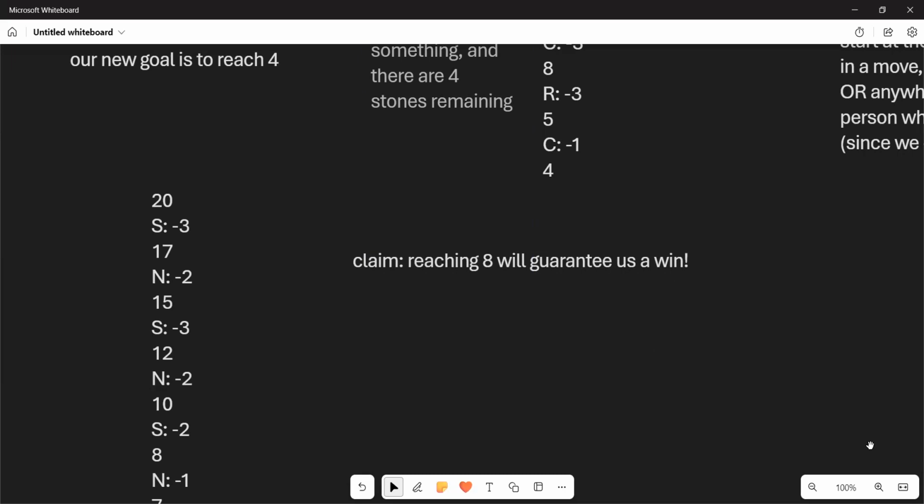Okay, wait. Just pause there. You've said some very, very good things. I just want to make sure people are understanding and following. Somebody else who is not Shivan, not Chinmay, not Samrit, somebody who doesn't know the strategy from before, I want them to explain why in the world reaching 8 will guarantee us a win.